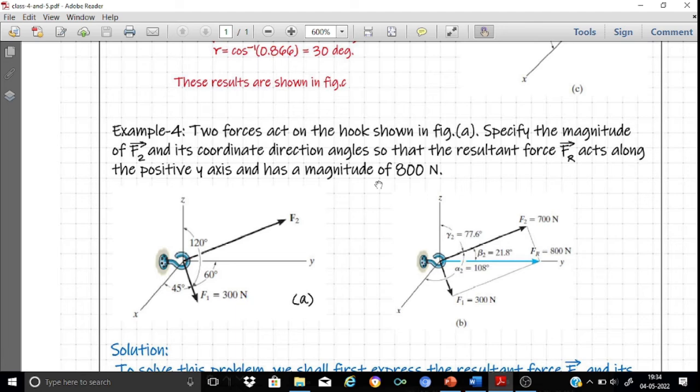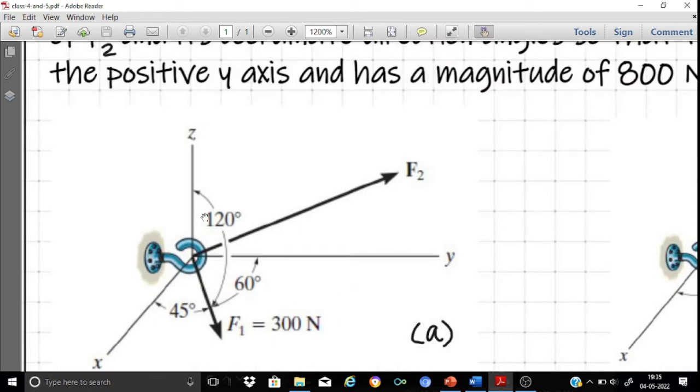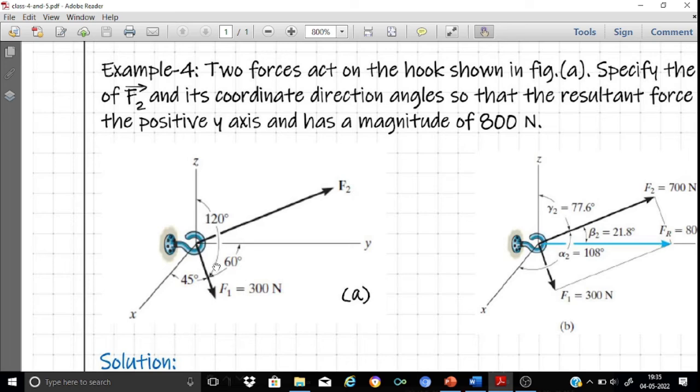In fact, the first problem, the second problem and the fourth problem all belong to one family group of problems. So this is the diagrammatic representation of this problem. Look here, this is a screw hook. This hook is subjected to two forces, F1 and F2. In the problem, the magnitude of F1 is provided to us, 300 Newton, and its direction is defined in terms of the direction angles. For example, you can see that alpha is 45 degrees, beta is 60 degrees and gamma is 120 degrees.